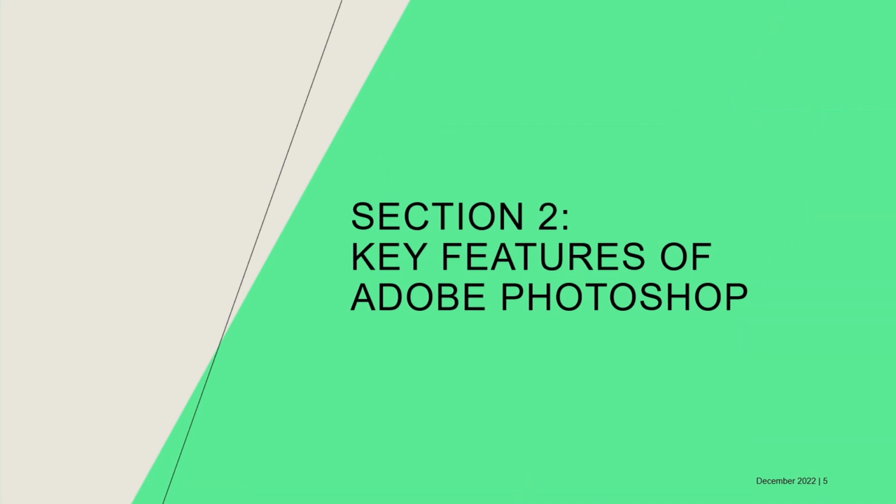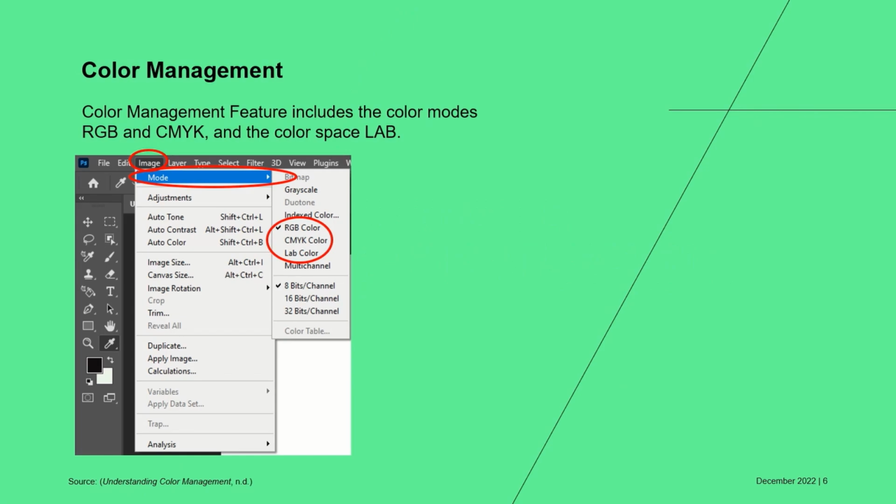Key features of Adobe Photoshop. Photoshop empowers users with robust color management. Users can work in different color modes like RGB, ideal for screen display, and CMYK, essential for printing. Understanding these modes ensures colors look their best across different media.